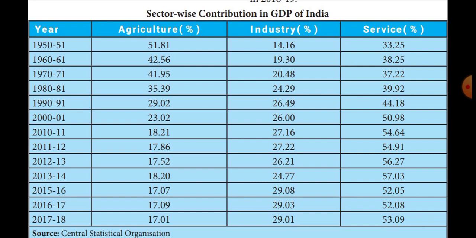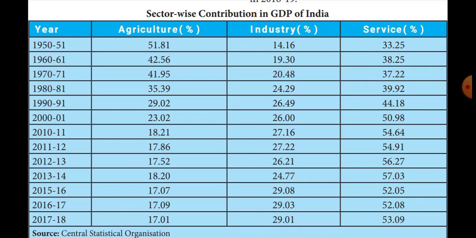The last one is 2017 to 18. In the year 2017 to 18, India's GDP share through agriculture is 17.01, industry wise 29.01, and services wise 53.09 percentage. This is the income we are getting through all these sectors.